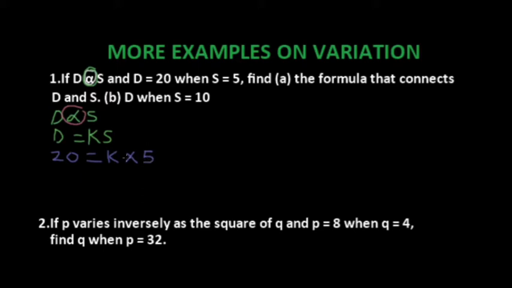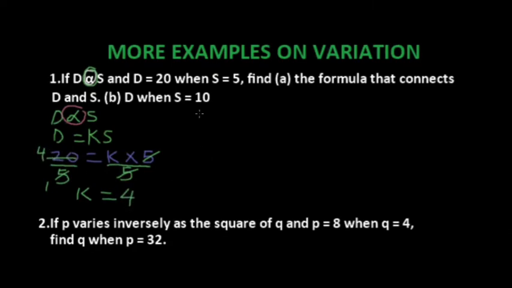What do you do here now? You divide both sides by 5. Very good. Divide by 5, such that K equals, 5 here 1, 5 here 4. So K equals 4.